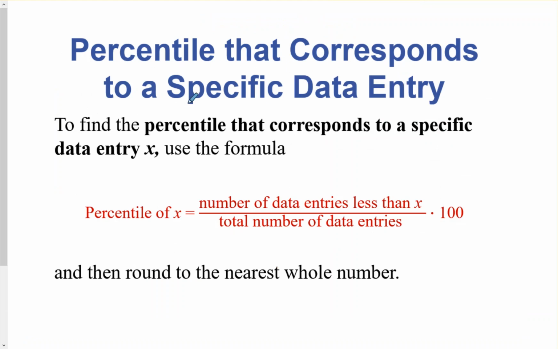Percentile that corresponds to a specific data entry. To find the percentile that corresponds to a specific data entry, use the formula: percentile of x equals the number of data entries less than x divided by the total number of data entries, times 100, and then round to the nearest whole number. Okay, so that's our formula for percentile.